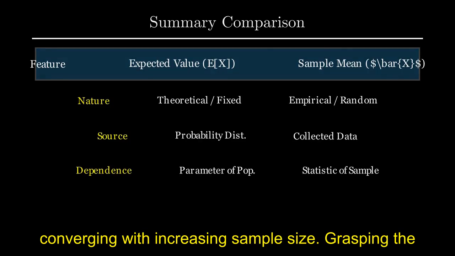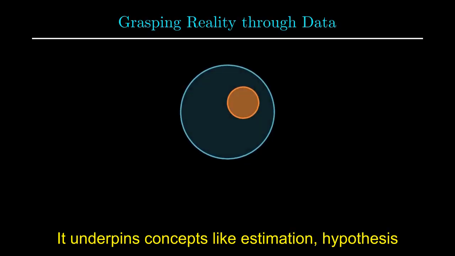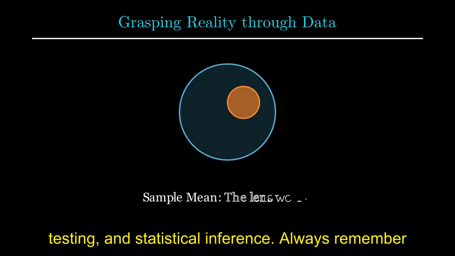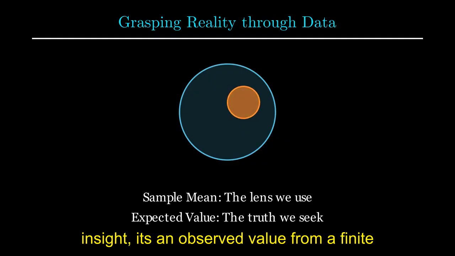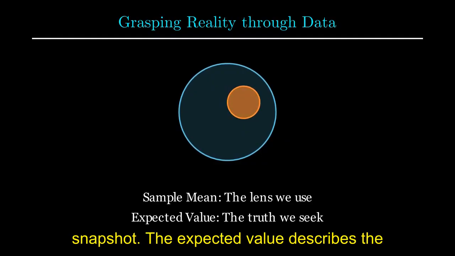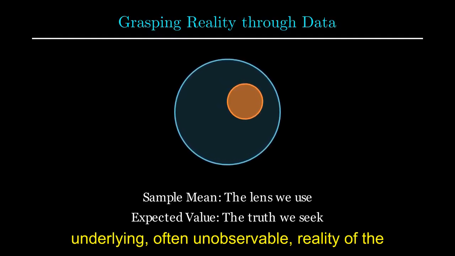Grasping the difference between the sample mean and the expected value is fundamental for anyone working with data. It underpins concepts like estimation, hypothesis testing, and statistical inference. Always remember that while your sample mean provides valuable insight, it's an observed value from a finite snapshot. The expected value describes the underlying, often unobservable, reality of the entire population.